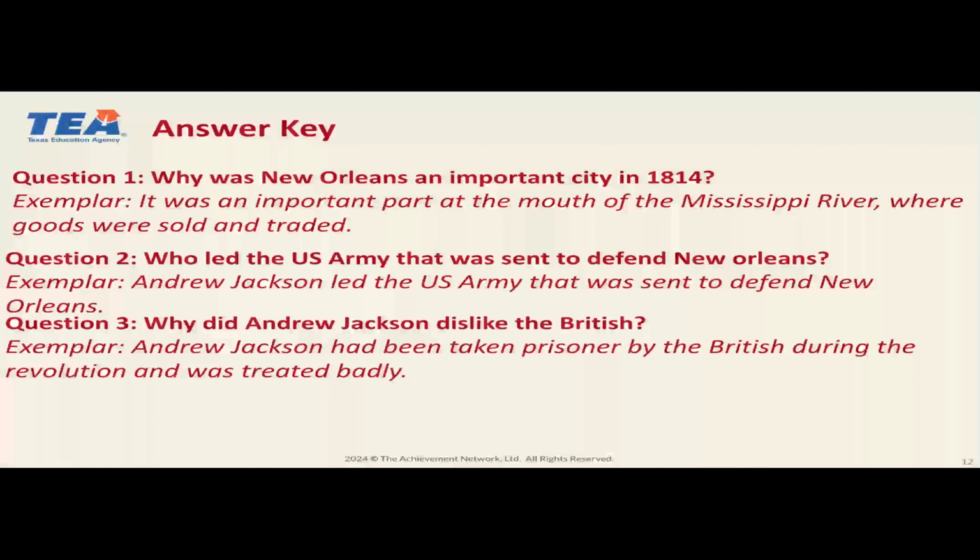So for the student task, here is an example of how these questions are asked. So pause the video really fast and read the exemplar responses to deepen your understanding of what an exemplar response would look like.